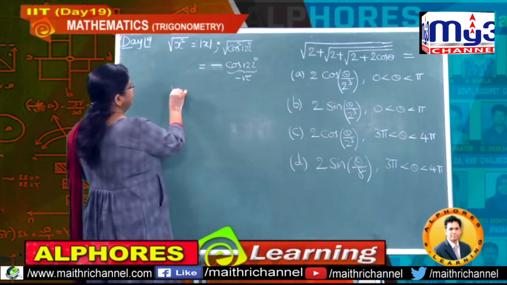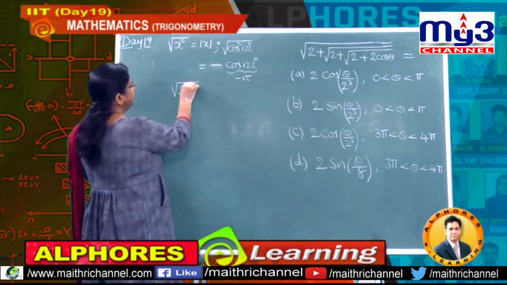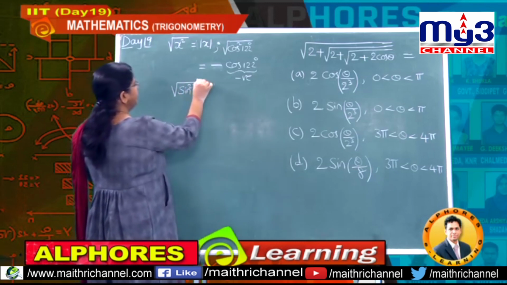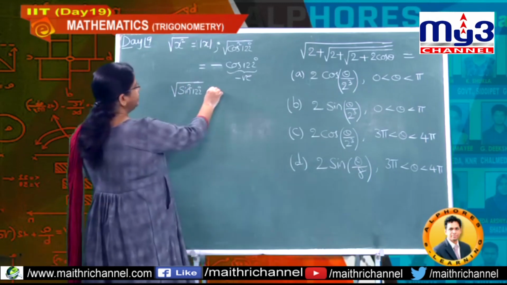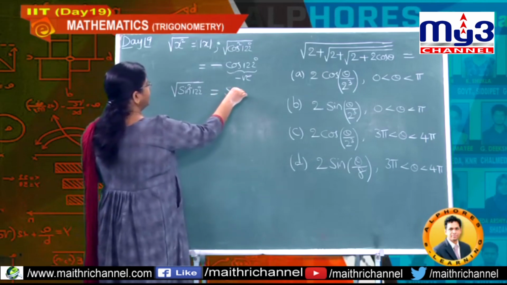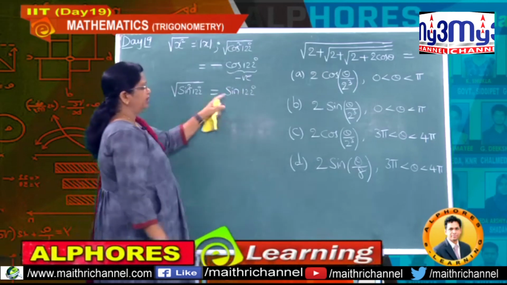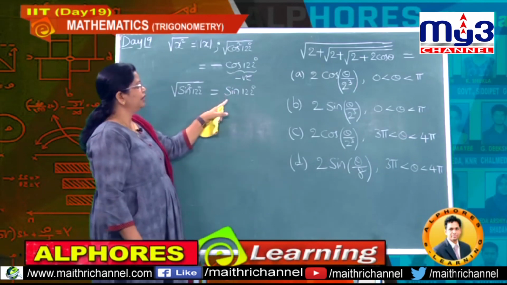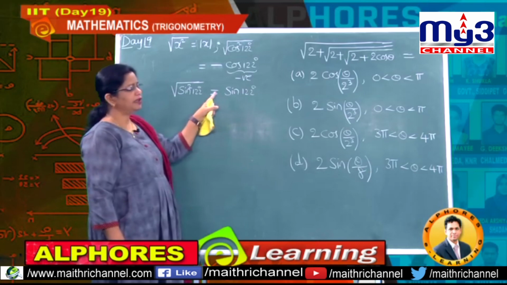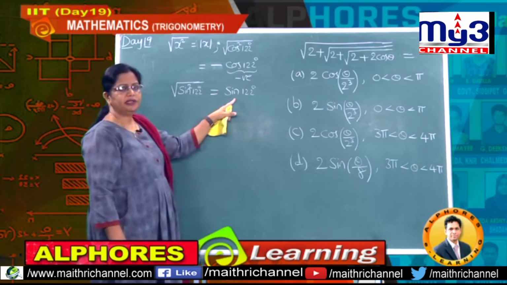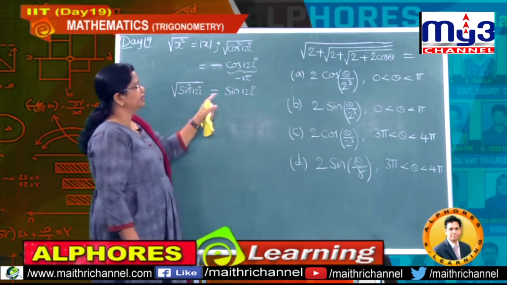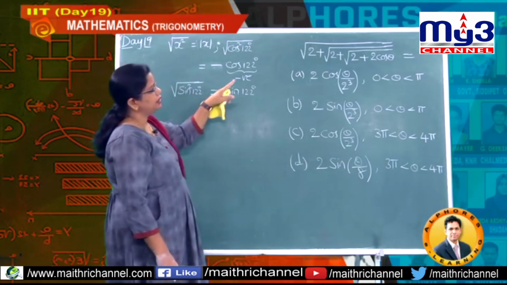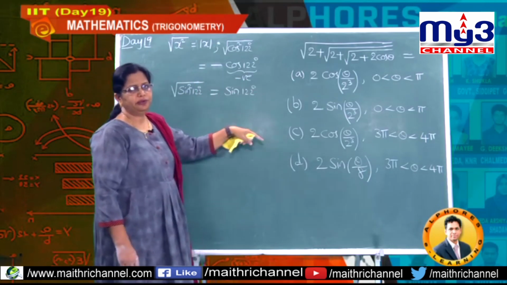In the same way, if I write root of sine square, the same angle 122 degrees, what is the value? Sine 122 degrees. What is this answer? It is a positive value. Understand students? So there is no need to put an extra minus symbol, because already in the second quadrant sine values are positive. So basing on this concept we are going to do this problem.